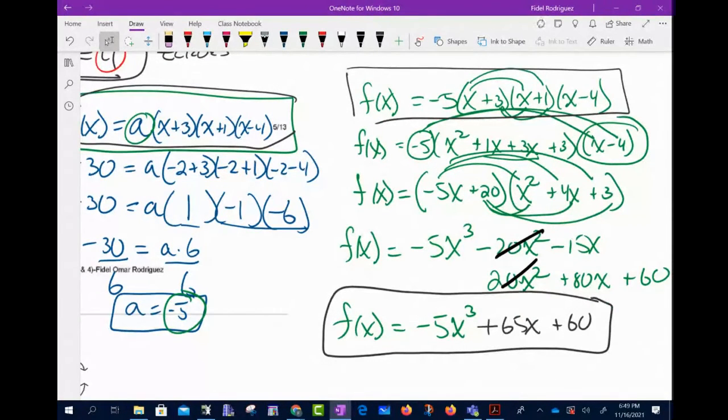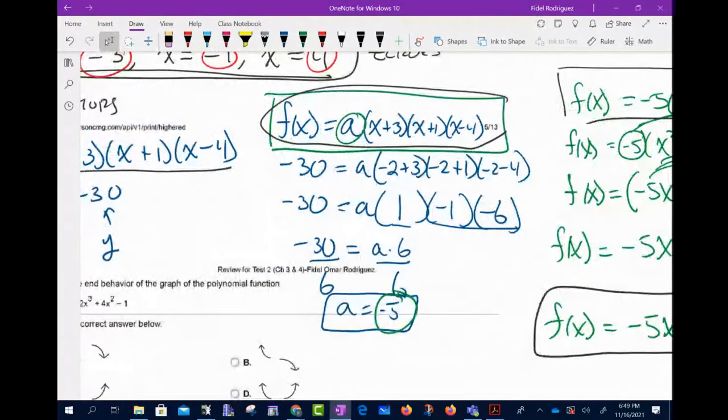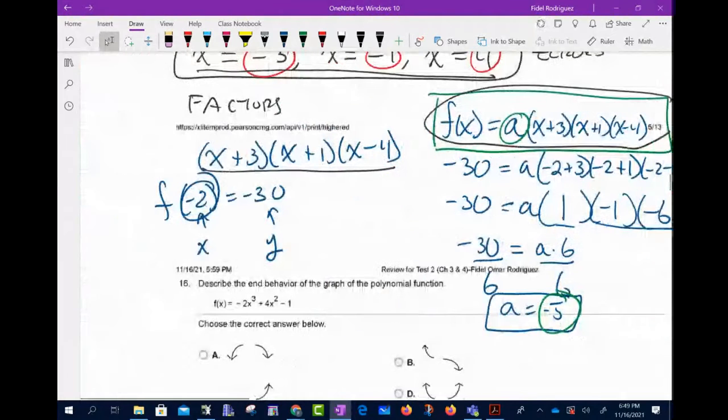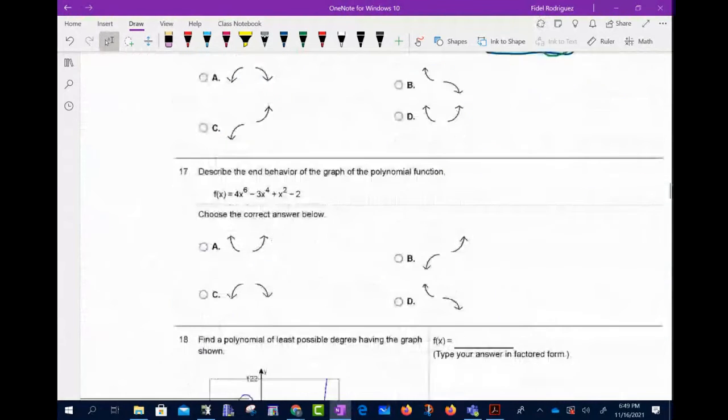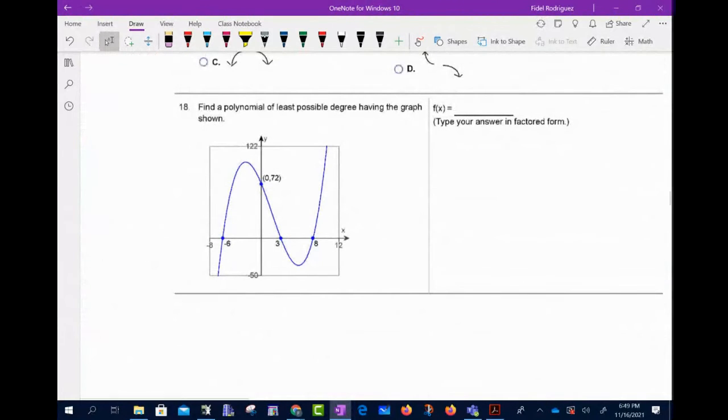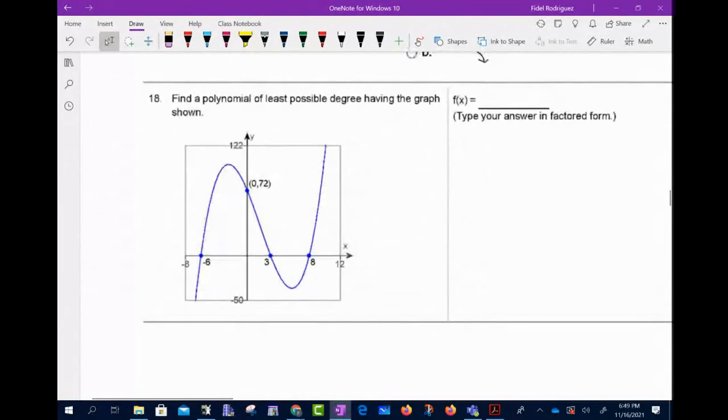Now, I told y'all I was going to do another problem similar to this one. So the one we just did right now, this was number 15. Let me see if I can find the one. Here we go. Okay, number 18, y'all, is almost identical to number 15. Okay, so look what it says. Find the polynomial of least possible degree, meaning the smallest power of x, that has this graph.